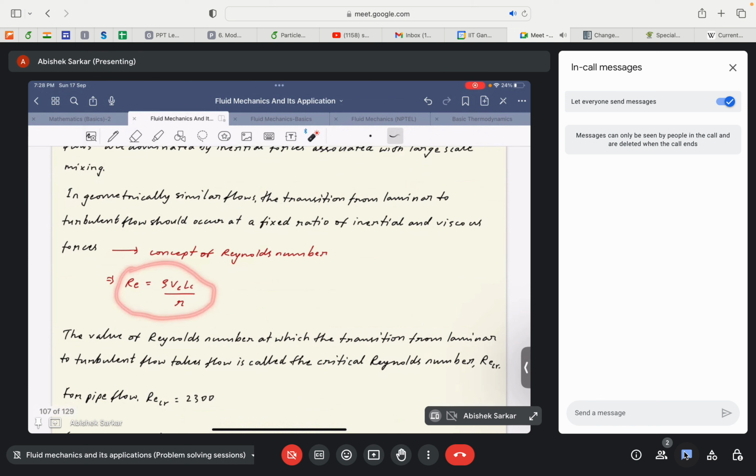So the Reynolds number is basically the ratio between the inertial forces and the viscous forces. It is the ratio of inertial forces and viscous forces.